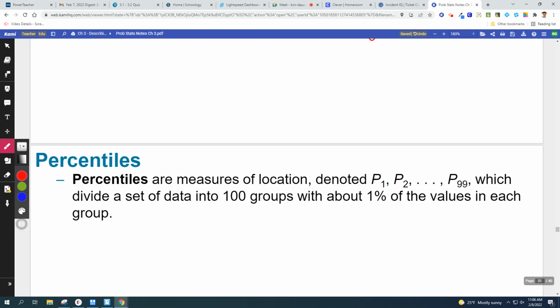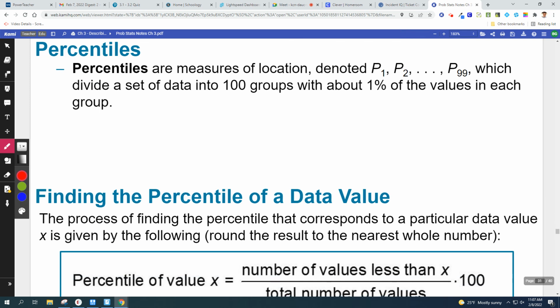We've covered a lot of slides, and all we've talked about so far is z-scores. I've only given you one formula, so keep that in mind for z-scores. Now we're going to talk about something else, percentiles. Percentiles are measures of location denoted P1, P2, up to P99, which divide a set of data into 100 groups with about 1% of the values in each group.